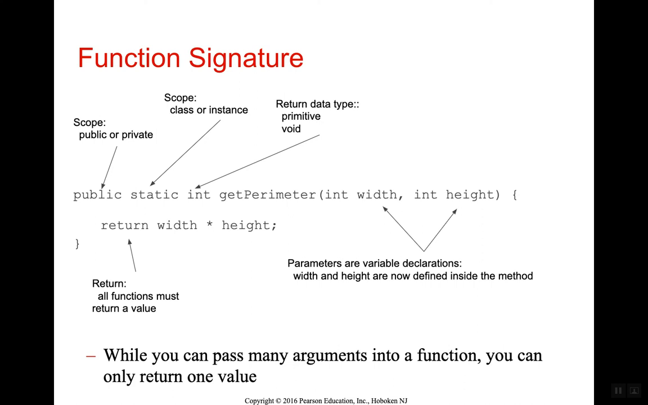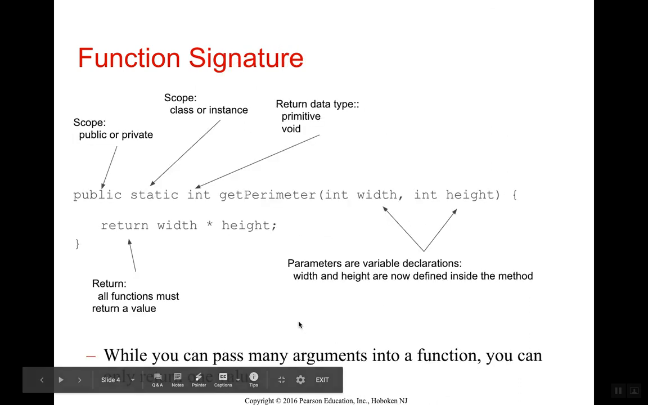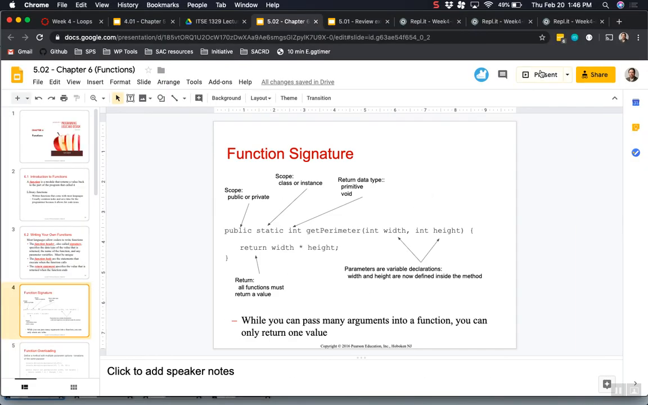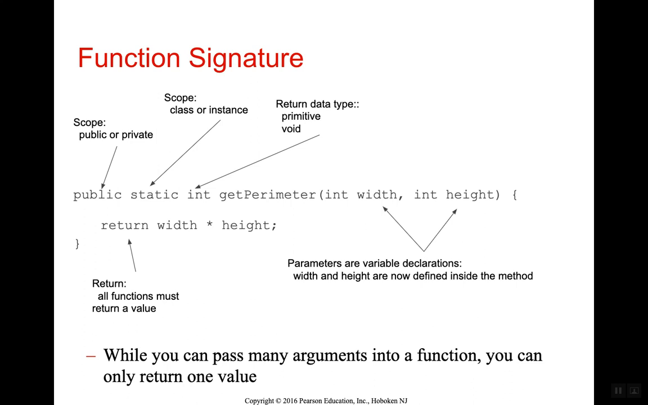Okay? You can pass multiple arguments into a function. A function can receive many parameters. But you can only get one value back. Okay? So a function can have multiple parameters. I can pass in multiple arguments, but I can only return one value.